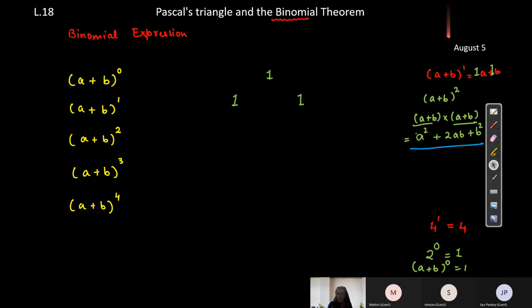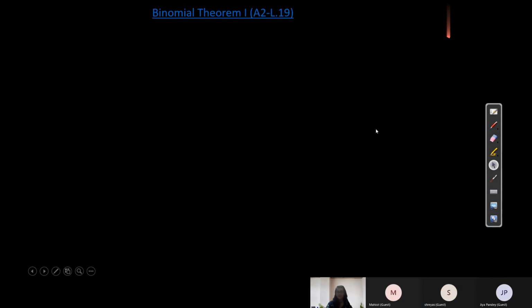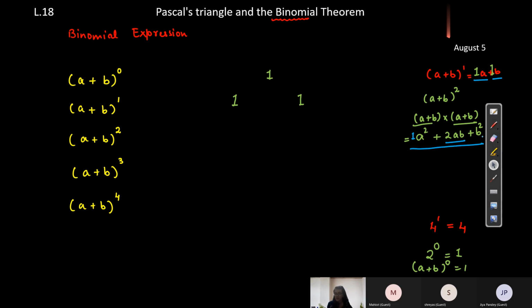Can you see this? A square plus 2AB plus B square. What is the coefficient of the first term? Like over here, Mahi said that coefficient of A was 1, coefficient of B was 1. Over here, what is the coefficient of A square? It's 1, exactly. And what is the coefficient of this term, AB? Is it 2? Last but not the least, coefficient of B square? So 1. So we have the coefficients 1, 2, and 1. So I'm going to write it over here.